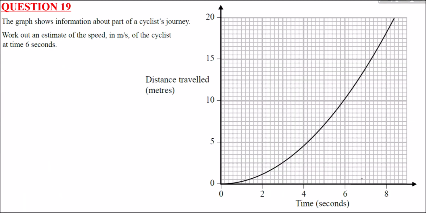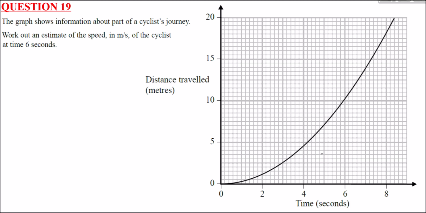Question 19, we have a graph showing information about part of a cyclist's journey. And as you can see, this is not a straight line graph. It's distance on the y-axis and time on the horizontal axis. We need to work out an estimate of the speed in meters per second of the cyclist at the time 6 seconds. So distance divided by time equals speed. Distance travelled divided by the time taken to make that distance is speed.